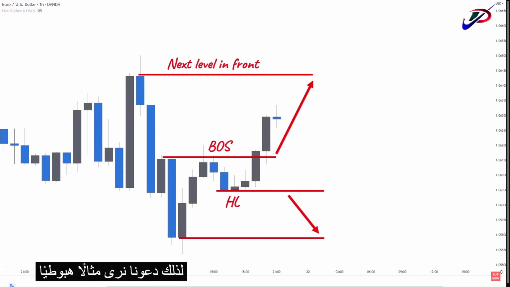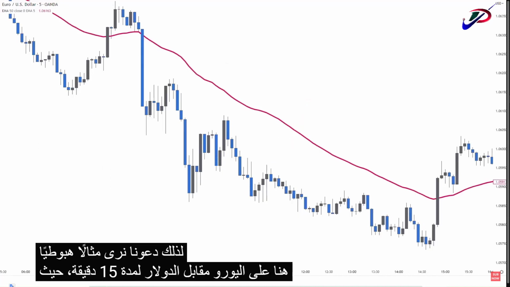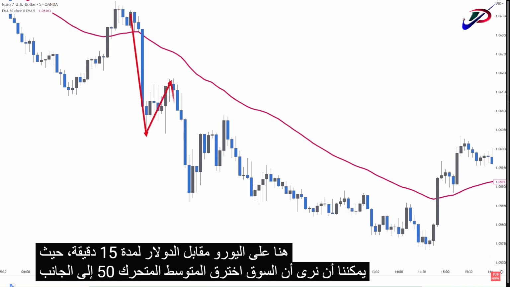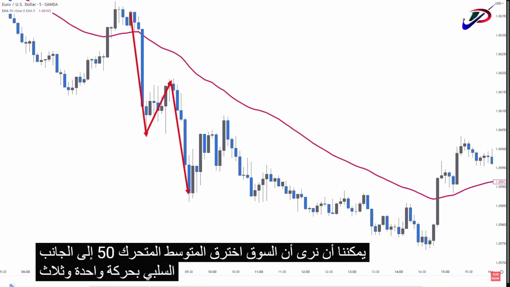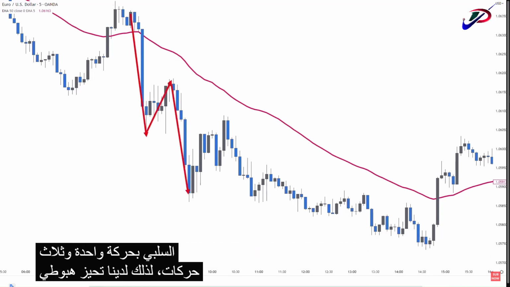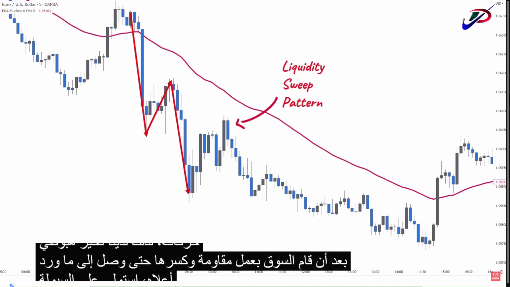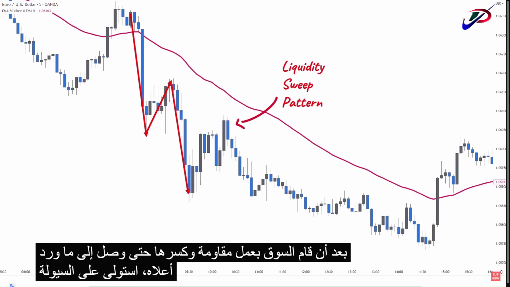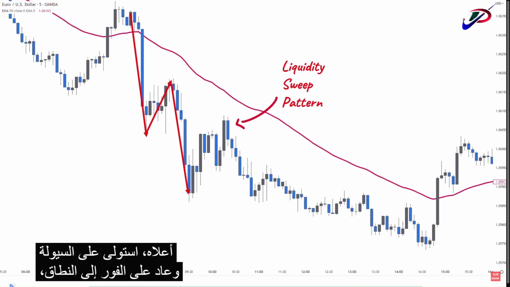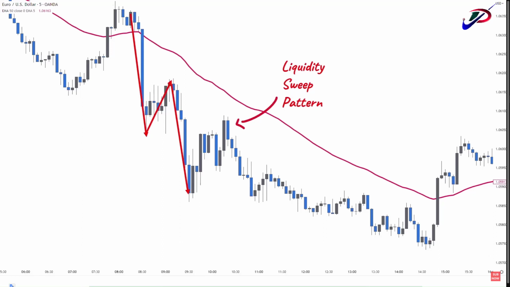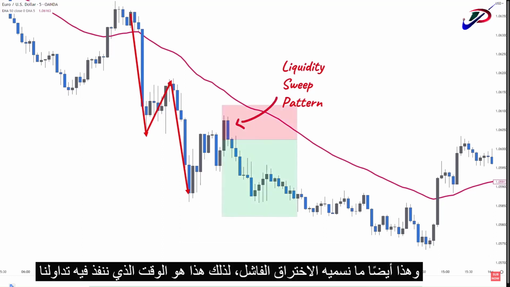So let's see a bearish example. Here on the Euro-dollar 15 minutes, we can see that market broke the EMA 50 to the downside with 1, 2 and 3 moves, so we have a bearish bias. After that, market made a resistance, and broke it to the above, grabbed the liquidity, and immediately got back to the range. This is also what we call a failed breakout. So, this is when we execute our trade.